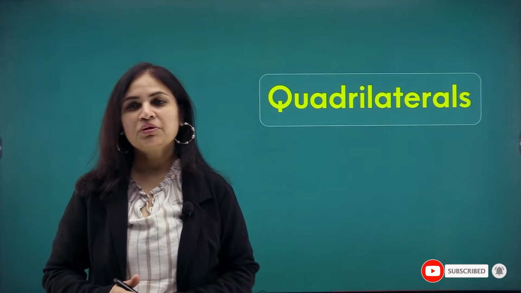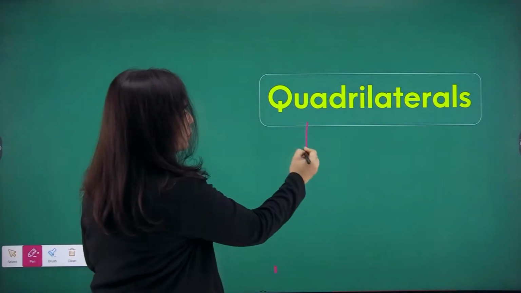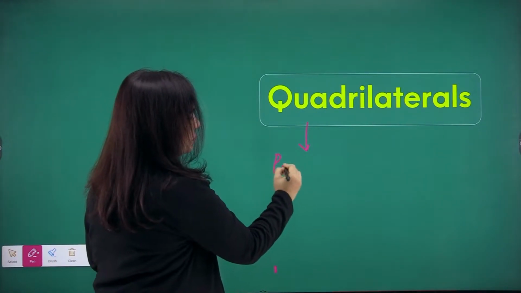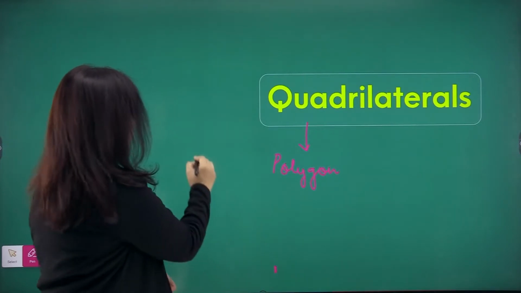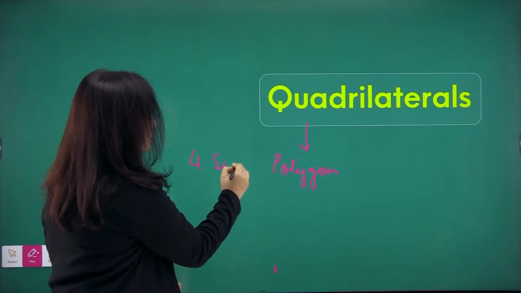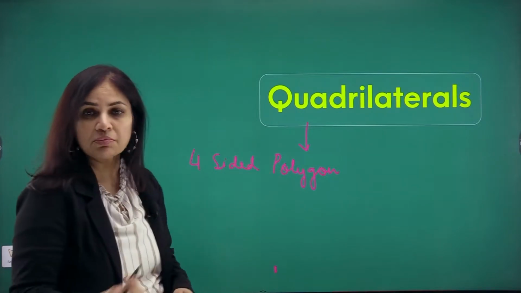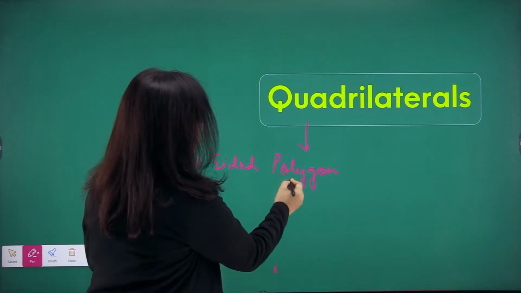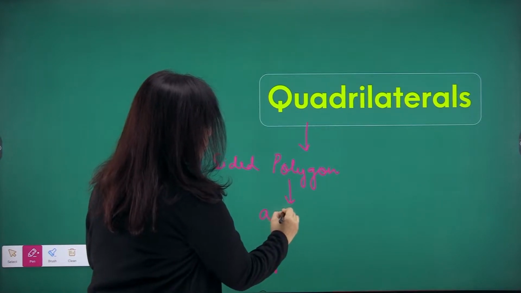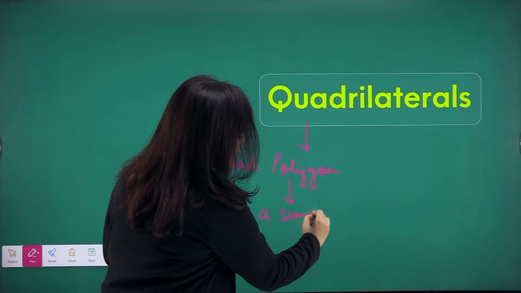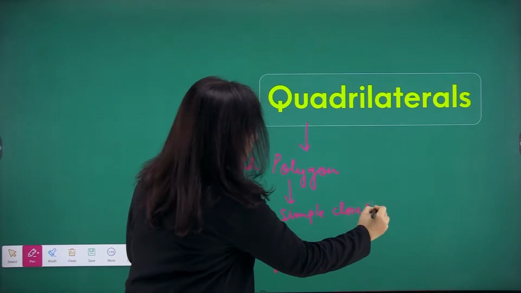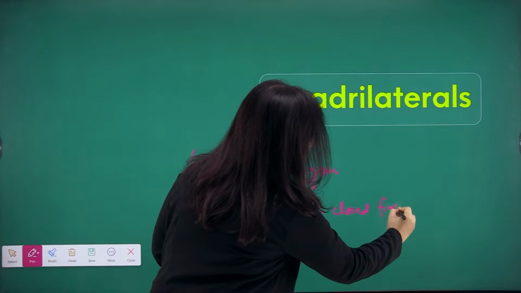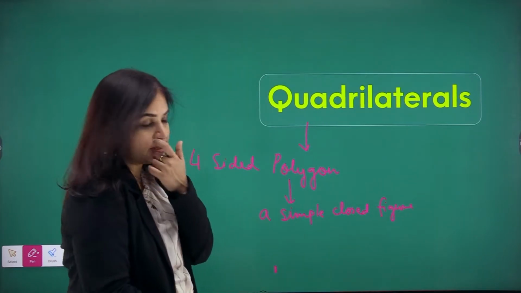Welcome back. Today we are going to study about quadrilaterals. What are quadrilaterals? A quadrilateral is a polygon, and it is a four-sided polygon. What is a polygon? Let us recall. A polygon is a simple closed figure made up of straight line segments.